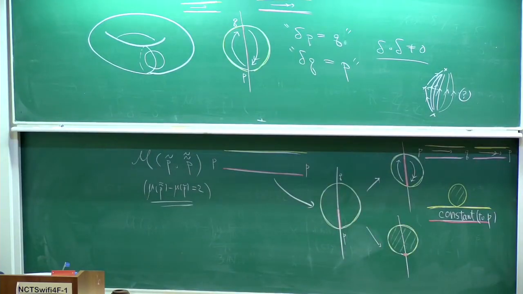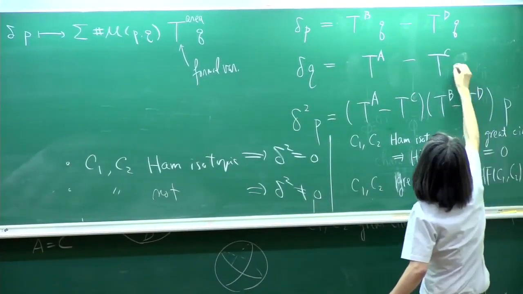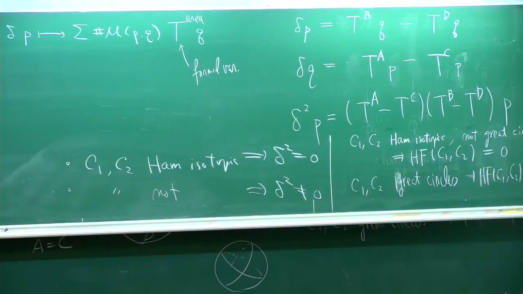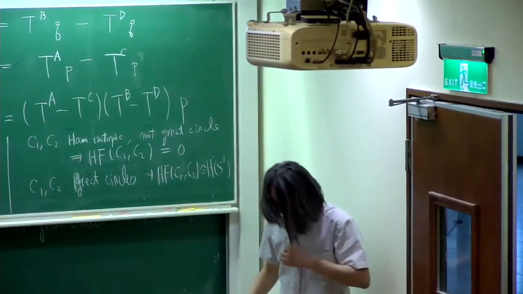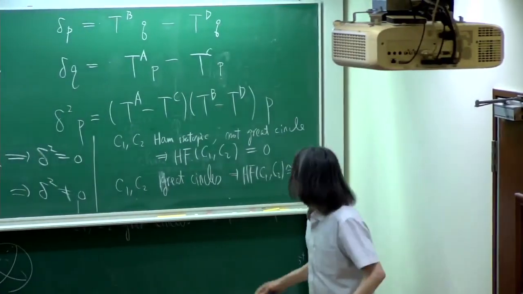PAP. Where? Second line. Ah, sorry. This is P. This is P. Okay. Something like this. I hope this part is okay.